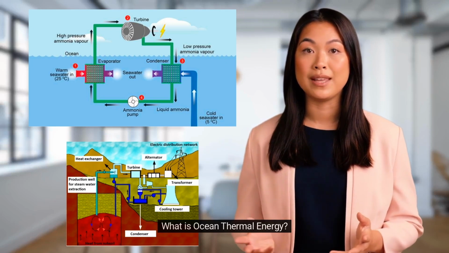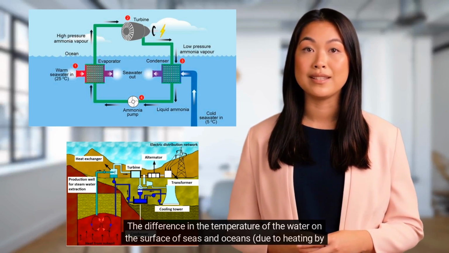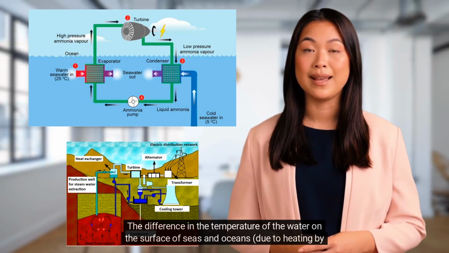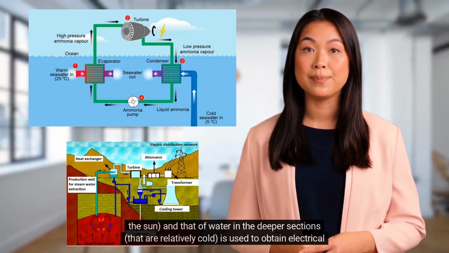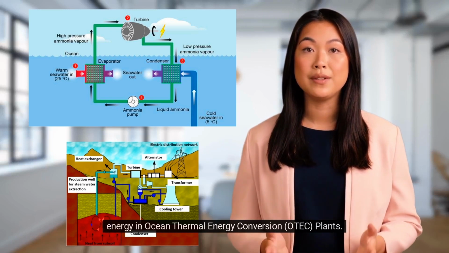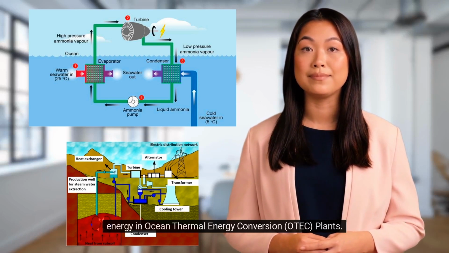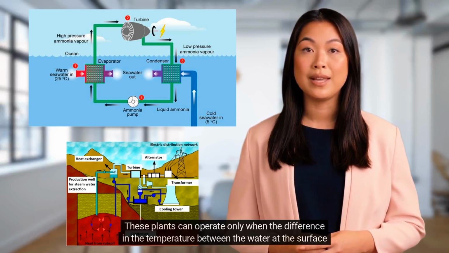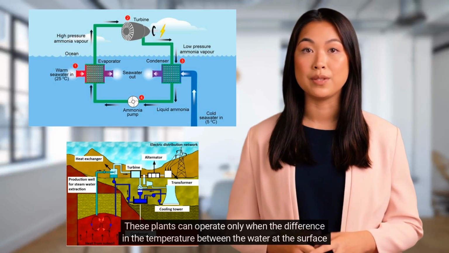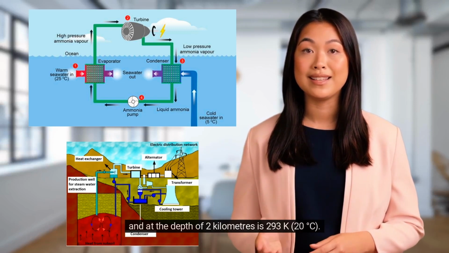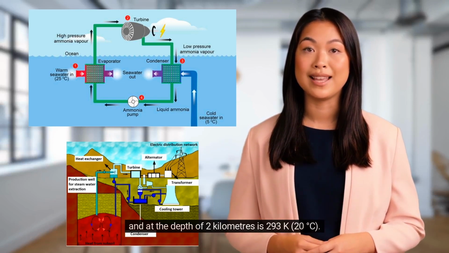What is ocean thermal energy? The difference in the temperature of the water on the surface of seas and oceans, due to heating by the sun, and that of water in the deeper sections, that are relatively cold, is used to obtain electrical energy in ocean thermal energy conversion (OTEC) plants. These plants can operate only when the difference in the temperature between the water at the surface and at the depth of 2 km is 293 K, 20 degrees Celsius.